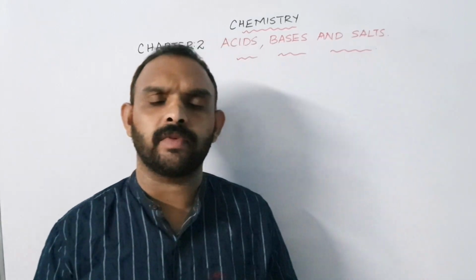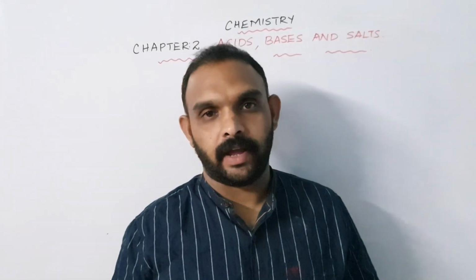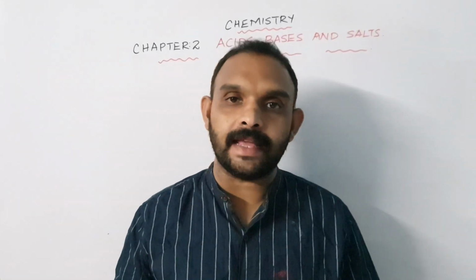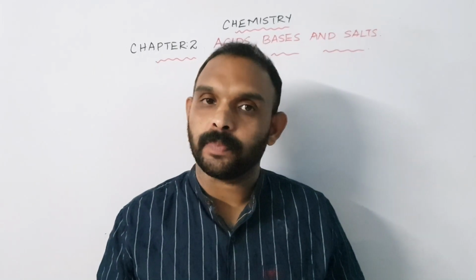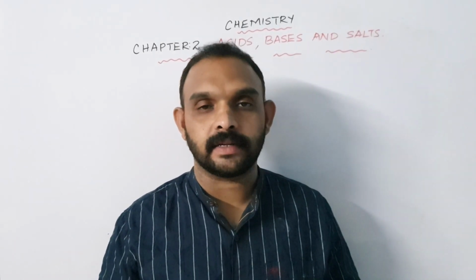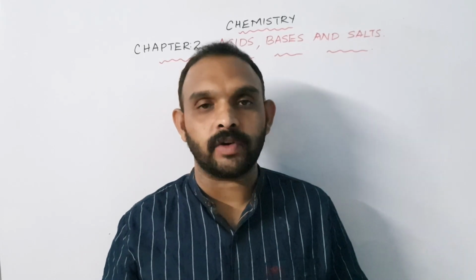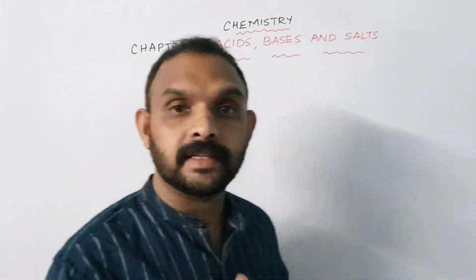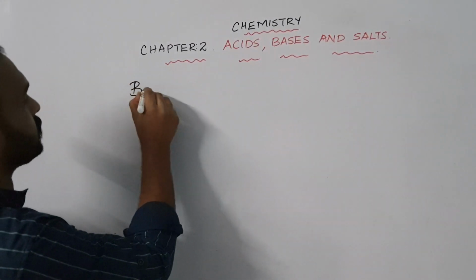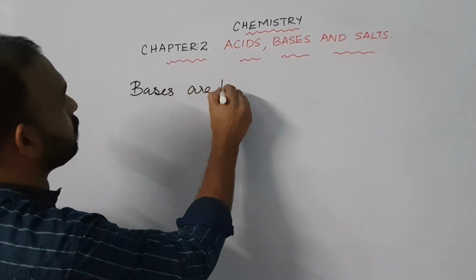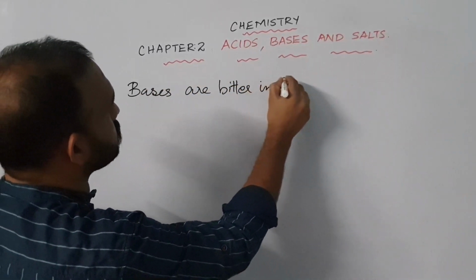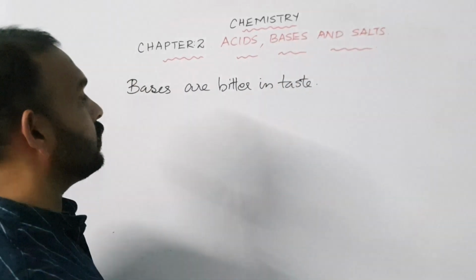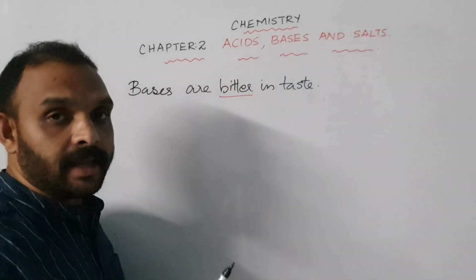In our previous video we learned what an acid is and what the properties of an acid are. Those who have not seen the video, please go to the link and see it. Acids are generally sour in taste. Then what about bases? We know that bases are bitter in taste. So we can say that it is a characteristic property of a base, that they are bitter in taste. Then is there any other property?